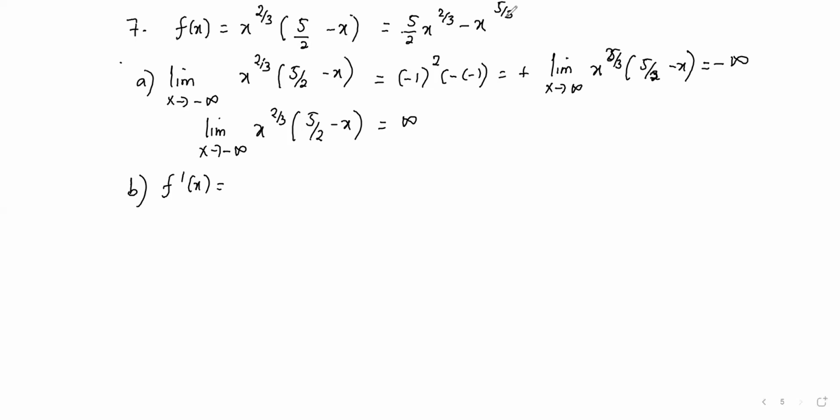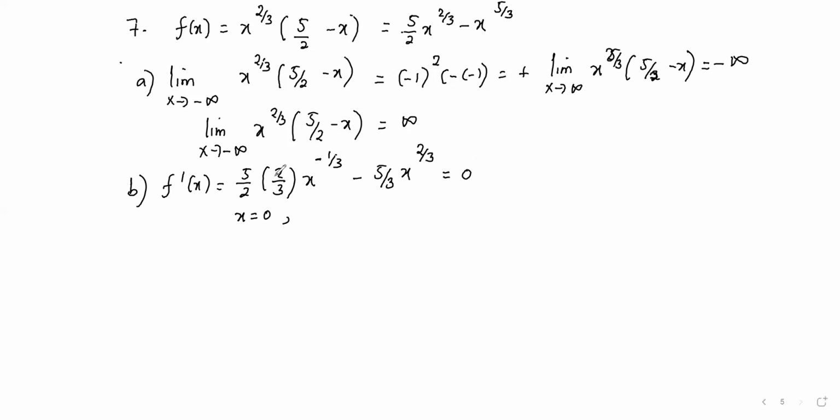And then you differentiate it. So you're going to have 5 over 2 times 2 over 3 times x to the power 2 over 3 minus 1, that's minus 1 over 3, minus 5 over 3 x to the power 5 over 3 minus 1, that's 2 over 3. After you do this, you equate it to 0. So you understand that the first point you're going to get is x equal to 0, because if I substitute 0 here, I'll get a 0 on the right.